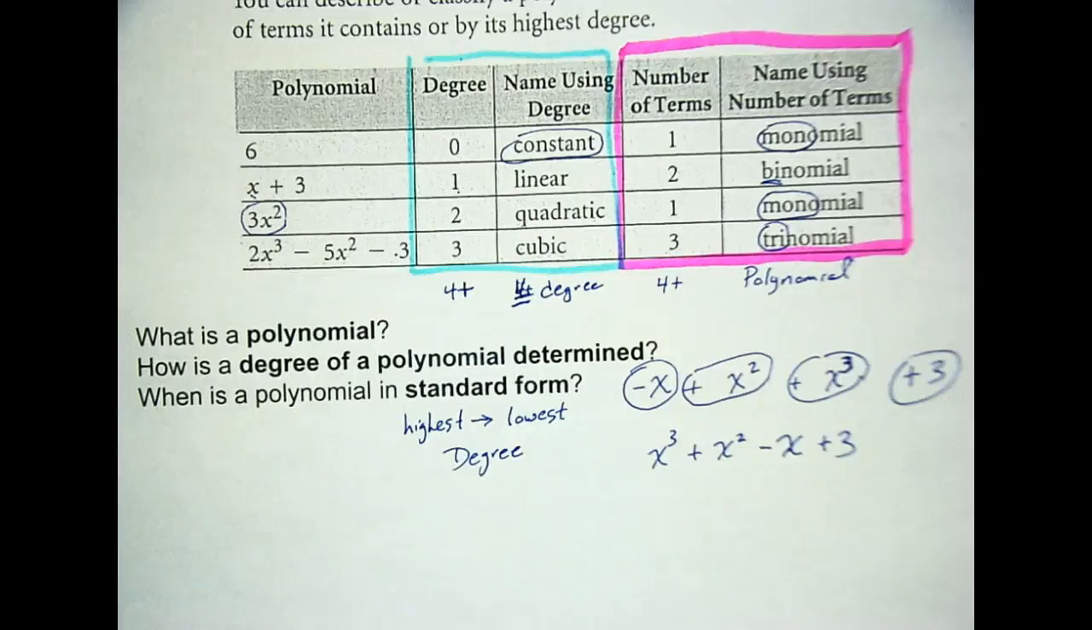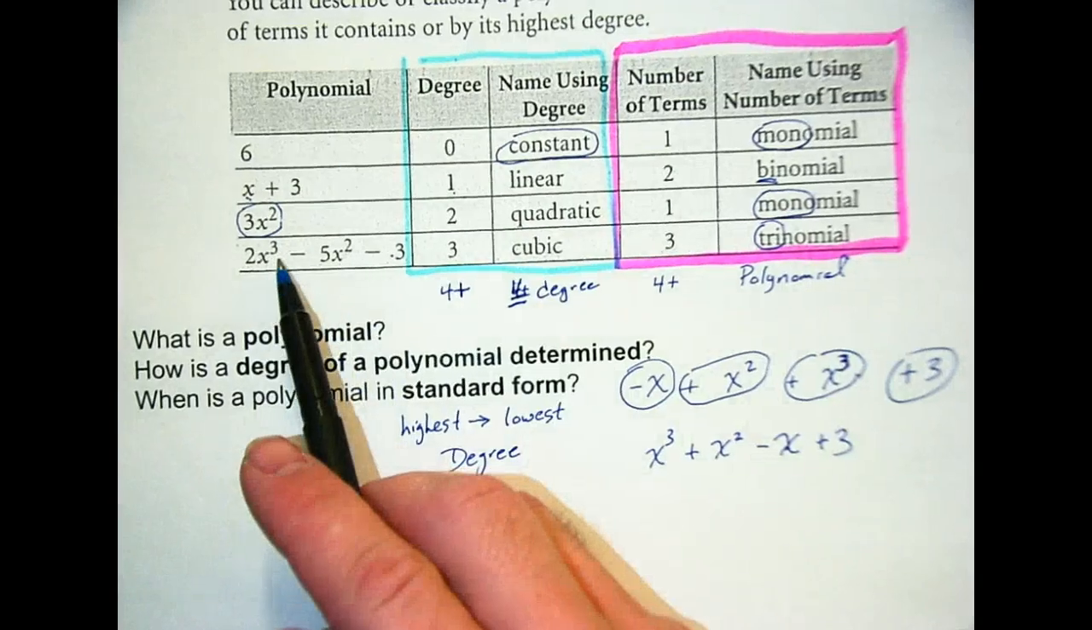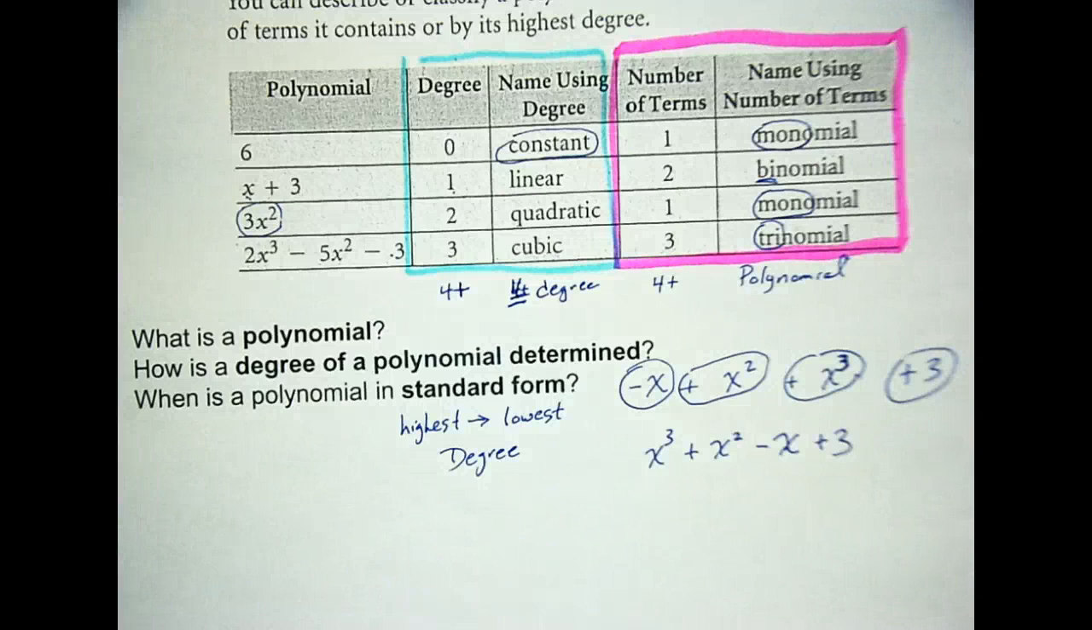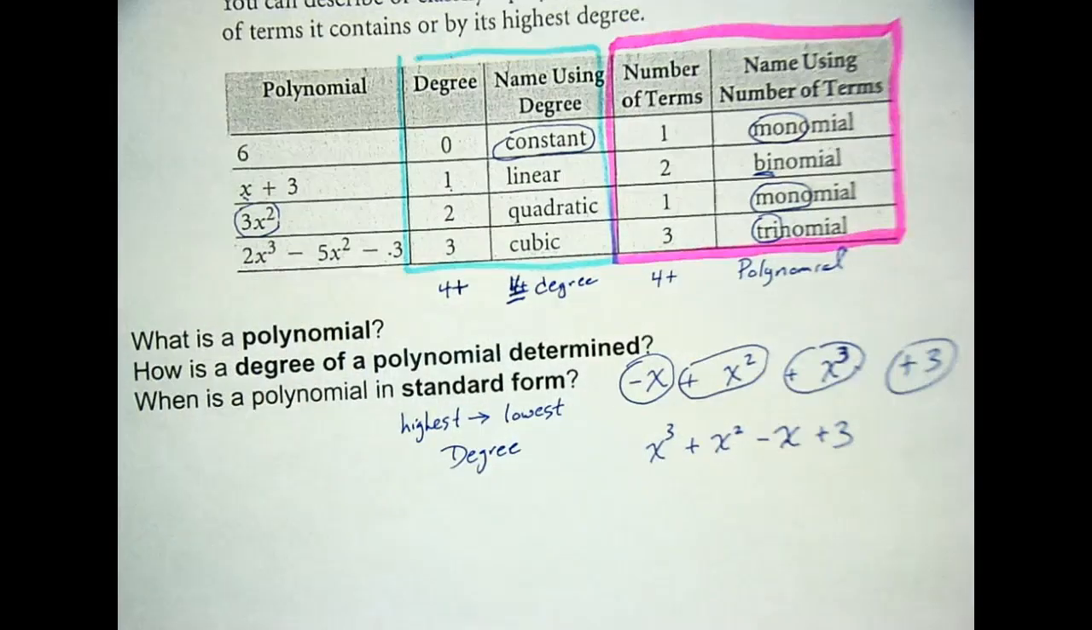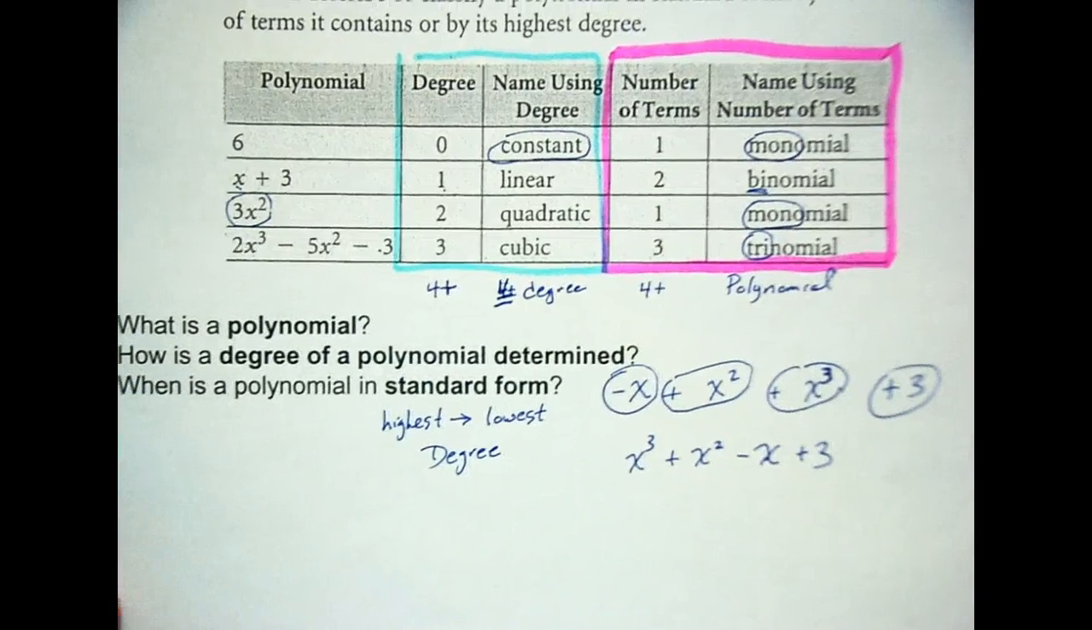Cubic came first. Yeah, cubic's first. It's the highest degree. You always use the highest degree. So make a note to yourself. You have to use the highest degree. All right. Any questions there?